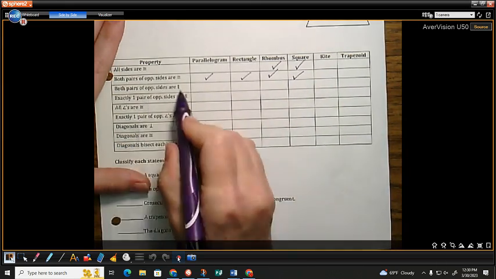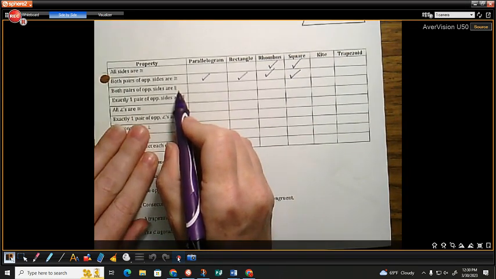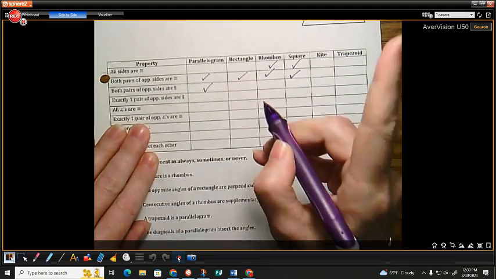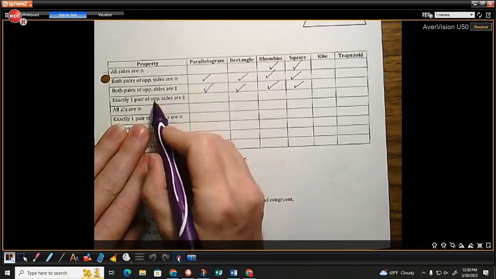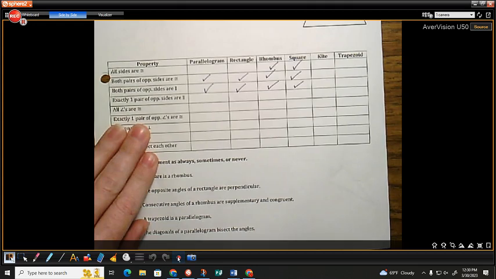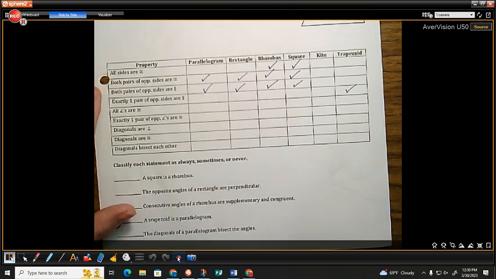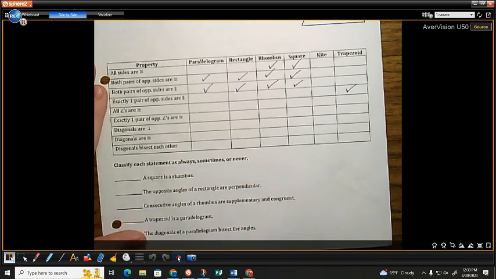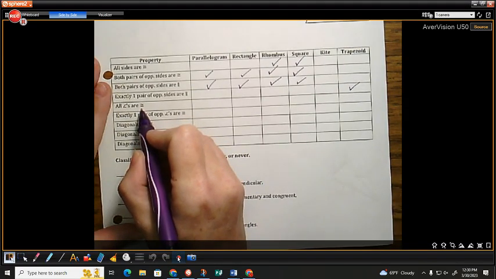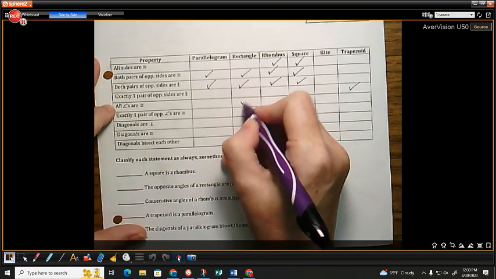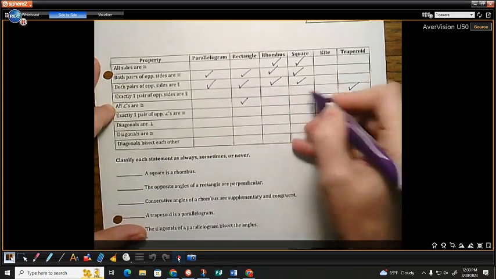What about both pairs of opposite sides being parallel? Parallelograms, which include rectangles, rhombuses and squares. Okay? Which ones have exactly one pair of opposite sides parallel? Right, that's your trapezoids. Kites don't get any, do they? Poor kites. What about all the angles are congruent? Kites have all the angles congruent? No. It's just going to be rectangles, but what's a special rectangle? The square.